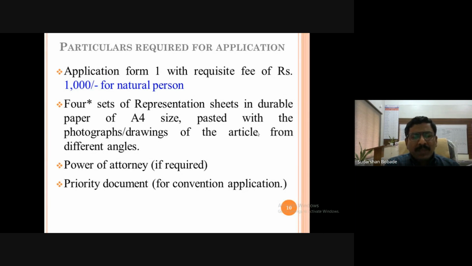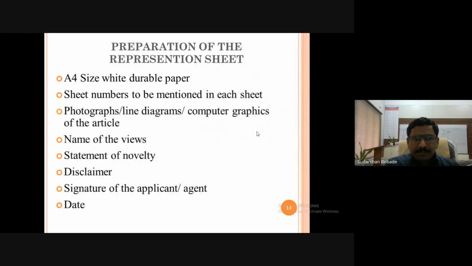Next, related to the power of attorney, if required, there are different forms we have to submit along with it. And the priority document: there are 2 types of application, ordinary versus convention. For convention, there is a different fee because we are asking for examination on the fast track. For the ordinary, it will generally take a maximum of up to 60 days, that is 2 months.